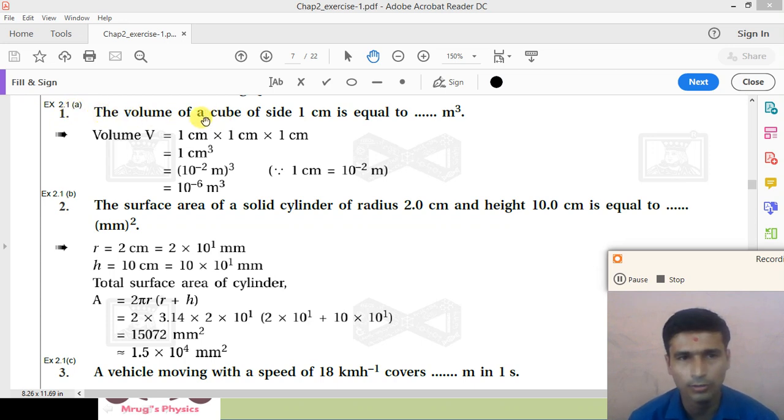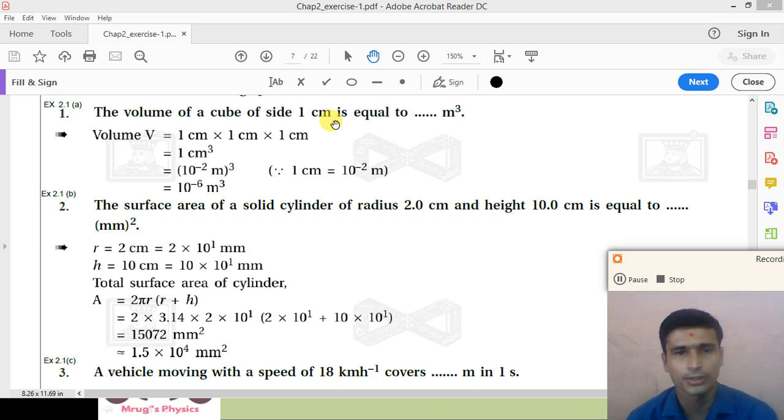The volume of a cube of side 1 centimeter is equal to blank meter cube. Dear student, here the side of the cube is given to you, 1 centimeter. We need to calculate the volume of the cube which has a side 1 centimeter.